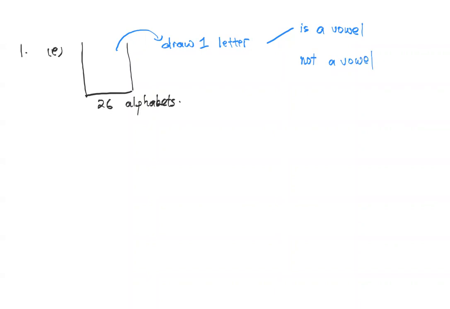So the number of vowel that you get, for here, you use X equal to 1 to represent it, correct? If it's not a vowel, you use X equal to 0, correct? So this is your success, and this is your failure. So is this a Bernoulli? It's a Bernoulli.